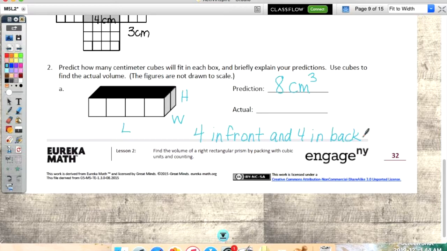It doesn't have to be a complete sentence. I'm just briefly explaining how I counted them. Go ahead and briefly explain how you counted them, okay? All right? Now, I want you to build it with your actual centimeter cubes. Build this figure.